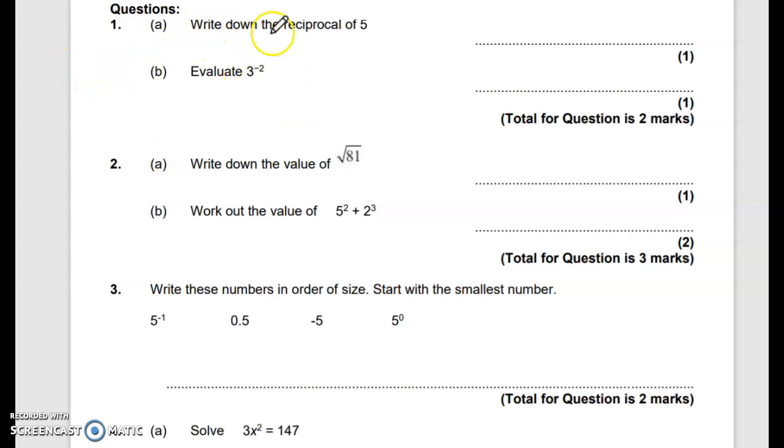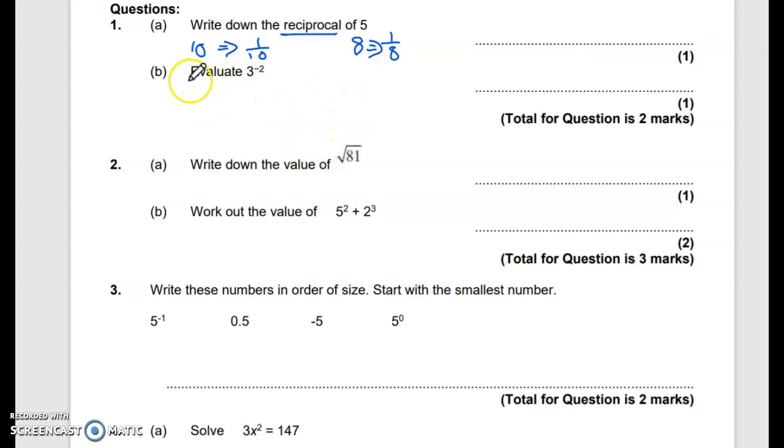So the first one says, write down the reciprocal of 5. So the reciprocal is the fractional inverse of this. If I was to work out the reciprocal of 8, I would write 1 over 8. Yeah, so the reciprocal of 8 is 1 over 8. Okay, what's the reciprocal of 10? Well, that's 1 over 10. So you just got to remember what the word reciprocal means. It means 1 over the number.